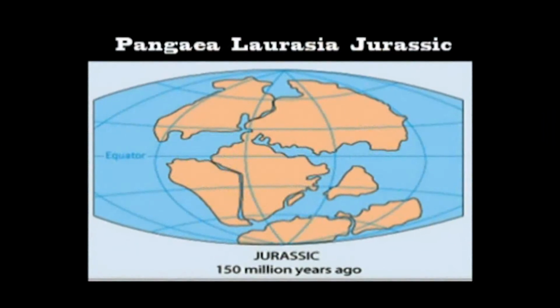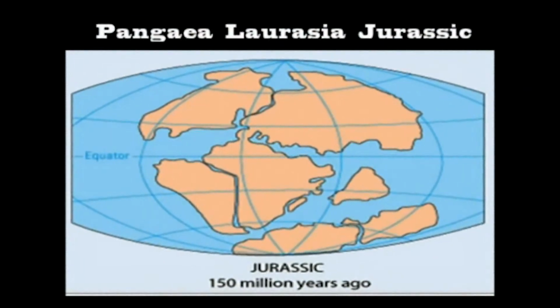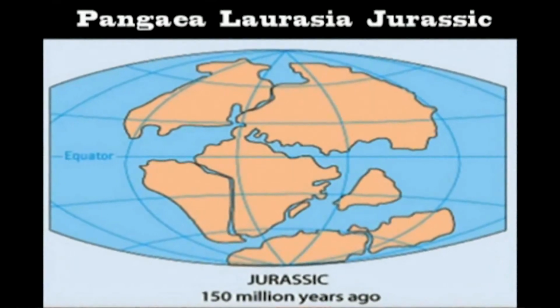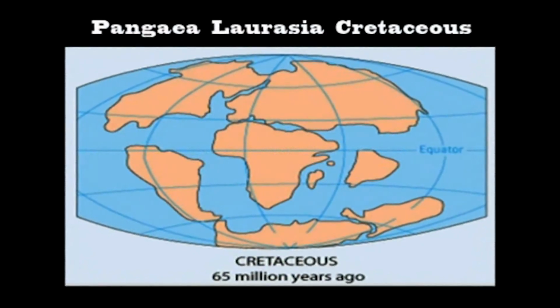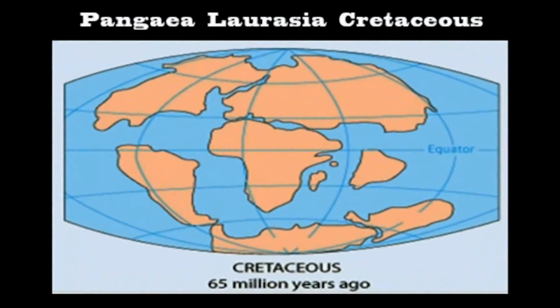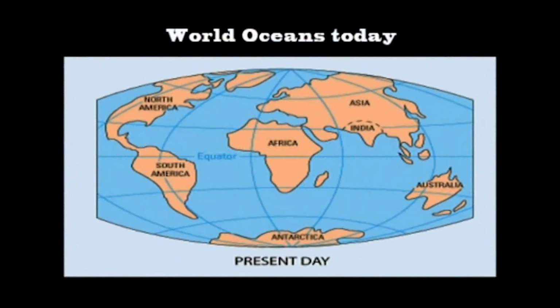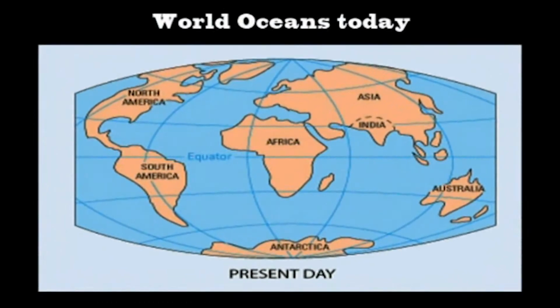Roughly about 150 million years ago, during the period of Jurassic, the continents started moving away from each other, and this diagram shows the position of the continents during Cretaceous period roughly about 65 million years ago, and this diagram shows the position of various continents and oceans today.